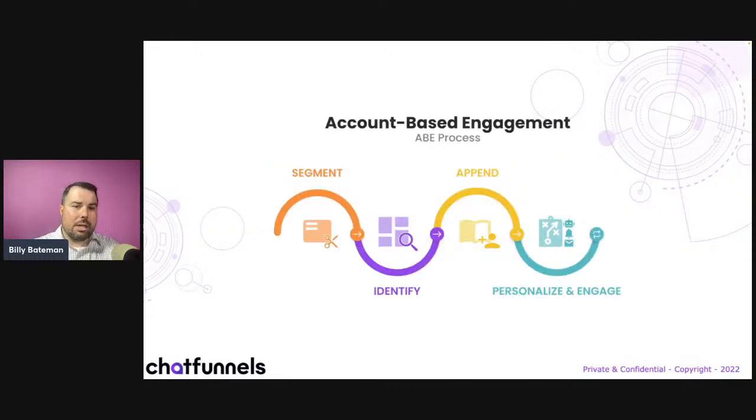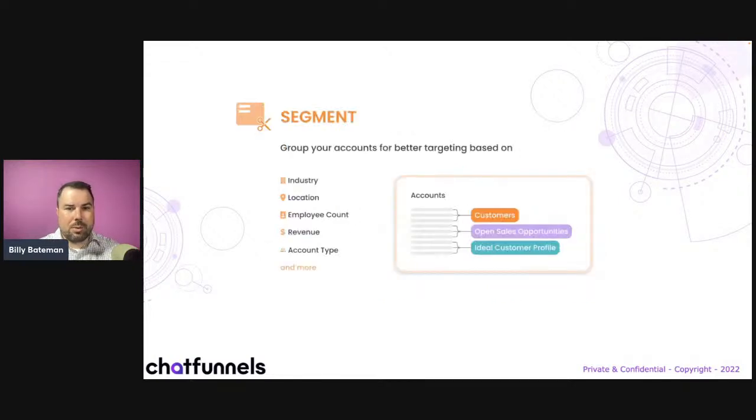So this is our account-based engagement process. First step is segment. Then we identify who's on your website, append the data, and then personalize and engage with them. So we'll start here with segmenting. We think there are 5 major ways that most of us can segment. Everybody's got other things you're going to look at, whether that's integrations or technologies or other partners that they use. But to just boil it down for the basics, really think industry, location, employee count, revenue, and account type within your own CRM.